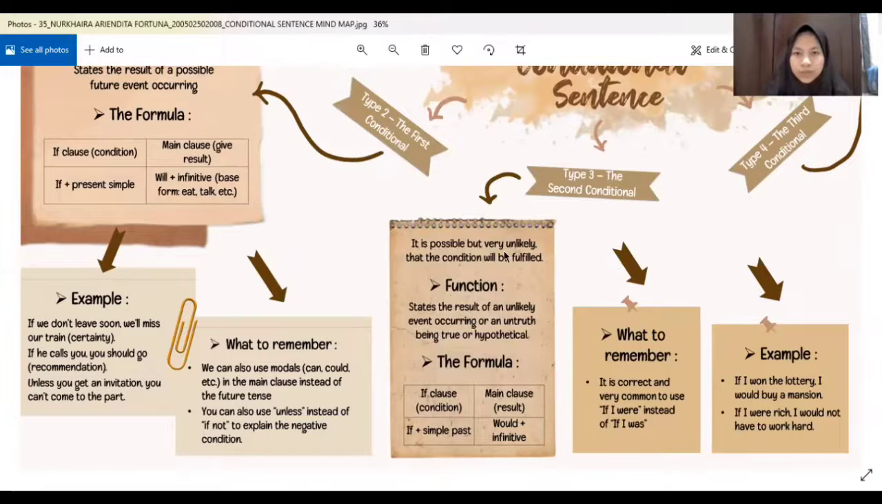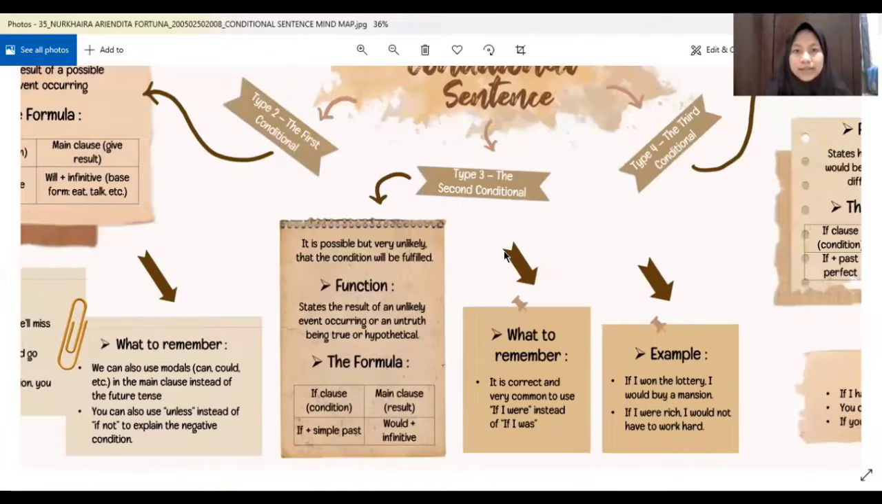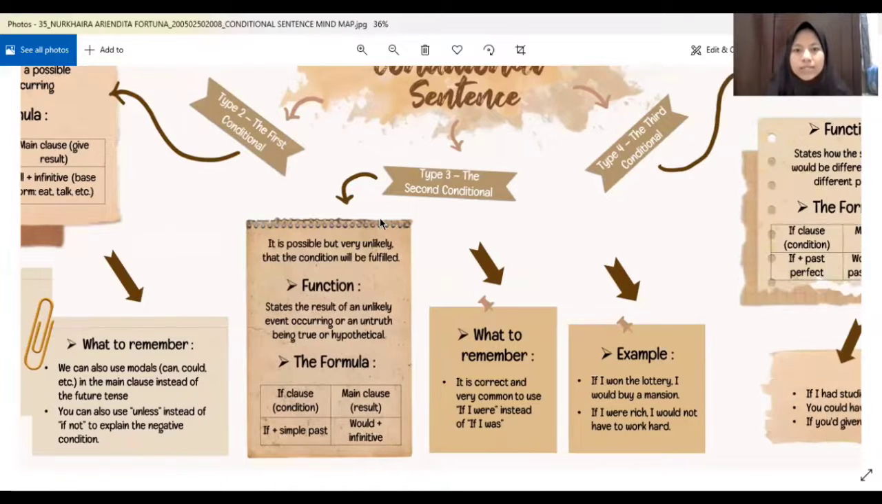And then we move to the type 3 of the conditional sentence, which is called the second conditional. So the type 3 is possible, but most likely it's very unlikely that the condition will be fulfilled. So the function of the type 3 is that it states the result of an unlikely event occurring or an untruth being true or hypothetical. So basically, the type 3 or the second conditional talks about a condition which is very hypothetical to happen.